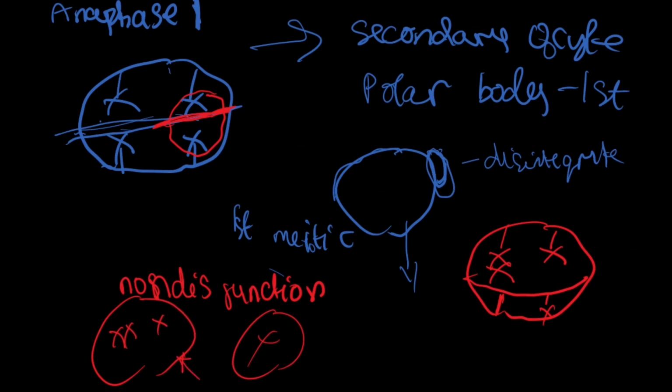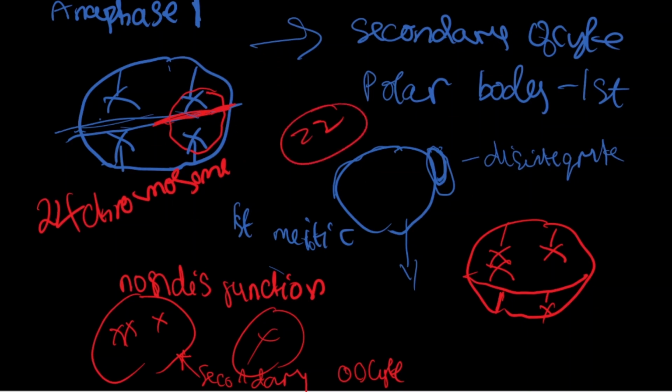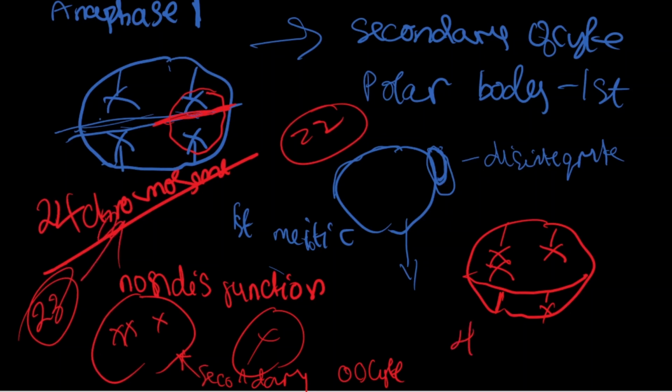Now if this happens to be the secondary oocyte, we have a non-disjunction. This is similar to having 24 chromosomes in a particular gamete and say 22 in the polar body. Now when this secondary oocyte with 24 chromosomes is fertilized by a sperm with 23 chromosomes, it will result in the formation of a zygote with 47 chromosomes, which is abnormal.